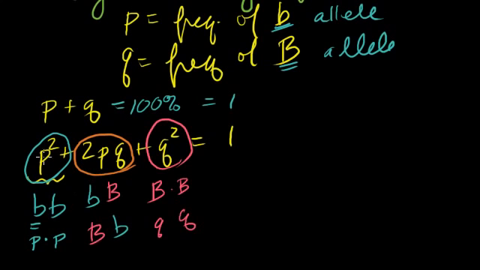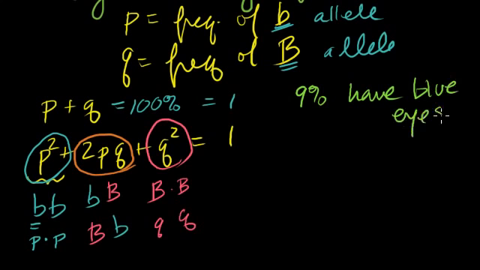I've been kind of abstract so far, so let's see if we can apply this to a real world problem. Obviously I'm making some simplifying assumptions. Let's say that we go into a population of 1 million people, reasonably large, and we observe that 9% have blue eyes. This is their phenotype. This is the frequency of the genotype lowercase b lowercase b.